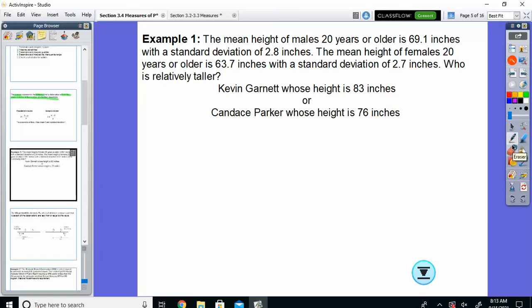So let's take a look at this example. The mean height of males 20 years or older is 69.1 inches with a standard deviation of 2.8. The mean height of females 20 years or older is 63.7 inches with a standard deviation of 2.7. Who is relatively taller? So I'm not asking which of these two people is taller, that's obvious. You know, Kevin's got a bigger height. I'm asking who is taller in comparison to the rest of the people in their age group. Okay? So what we will do is find a z-score for each.